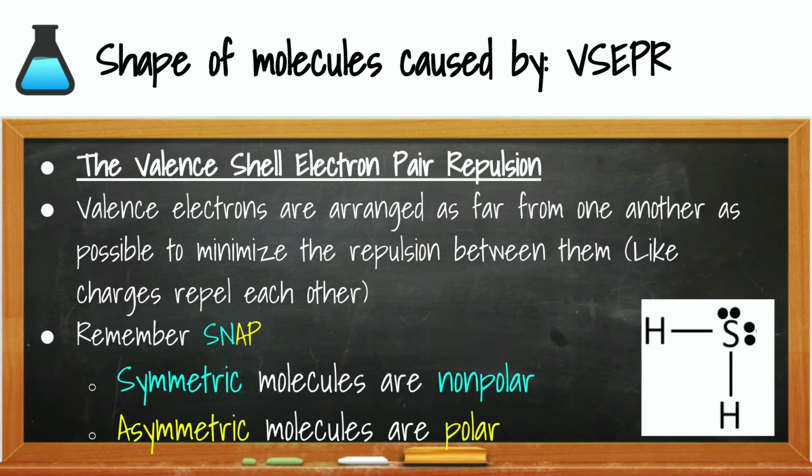We have already used the VSEPR theory to determine that symmetric molecules are nonpolar and asymmetric molecules are polar. Remember the acronym SNAP.